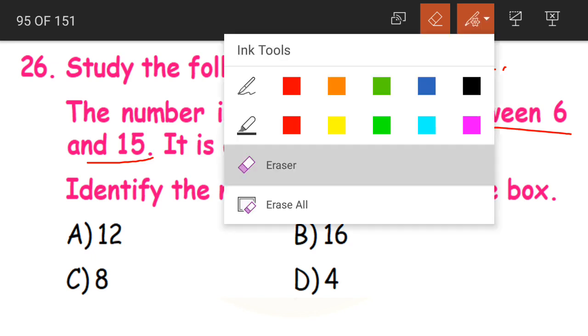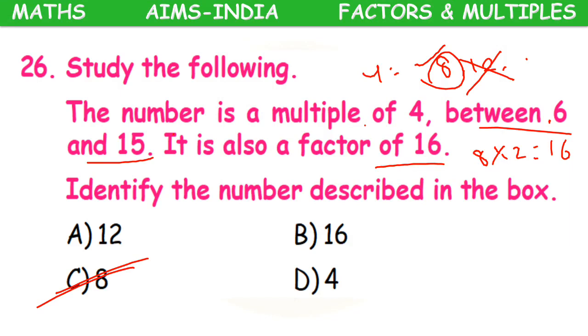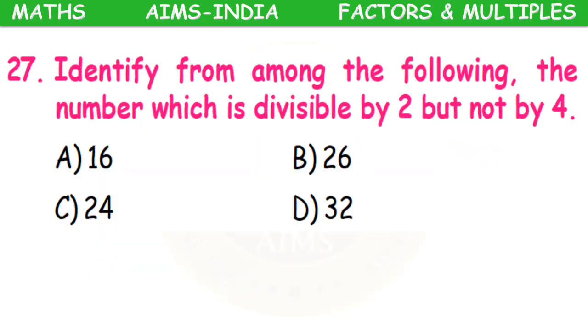Now what are they saying? That number is also a factor of 16. Now coming to the first one, is 8 a factor of 16? Yes, we have 8 twos are 16. Now is 12 a factor of 16? No. So what is the number, children? 8. The number 8, that is option C, becomes our correct answer. It is a multiple of 4. It lies between 6 and 15 and is also a factor of 16.